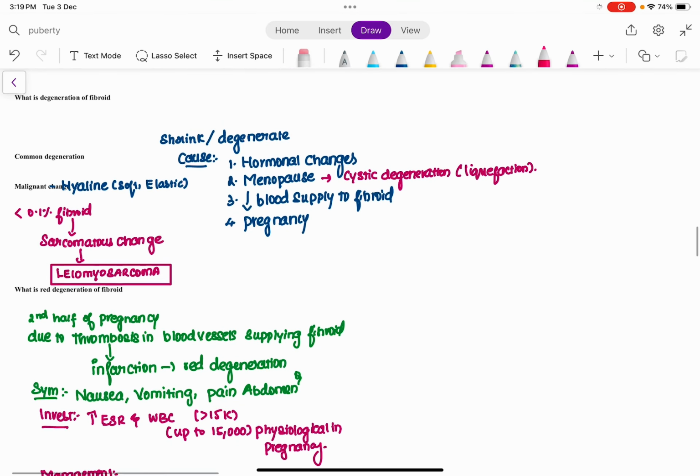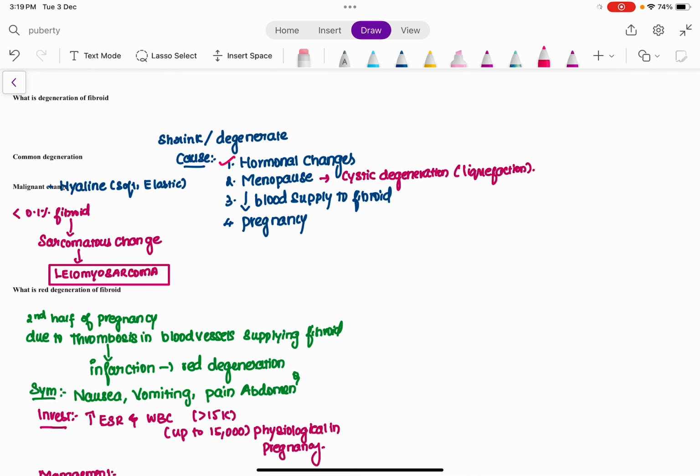Now we are moving to the degeneration of fibroid. So what is actually going to cause the fibroid to degenerate, or to shrink in size? This degeneration of fibroid can happen when there are hormonal changes in a female. Because of hormonal changes, there could be a decrease in the amount of estrogen in the female's body. As we all know, fibroid is an estrogen dependent tumor. If the amount of estrogen decreases, the fibroid is going to shrink or degenerate.